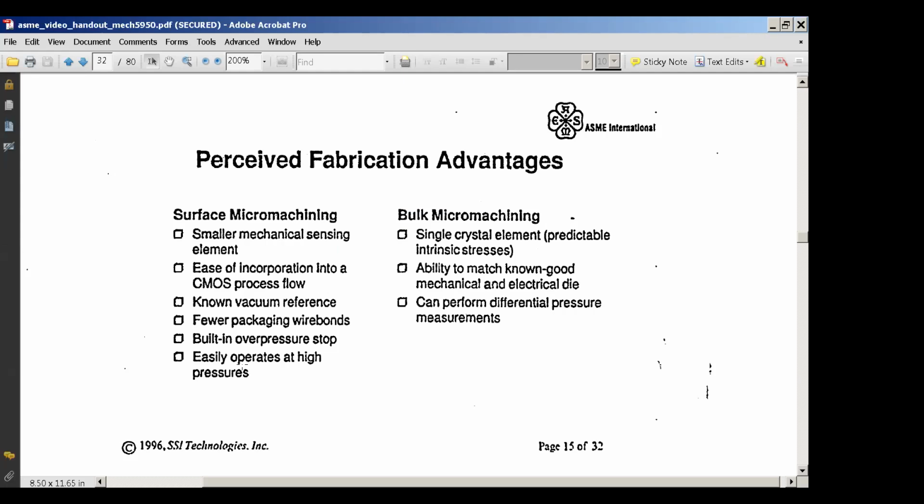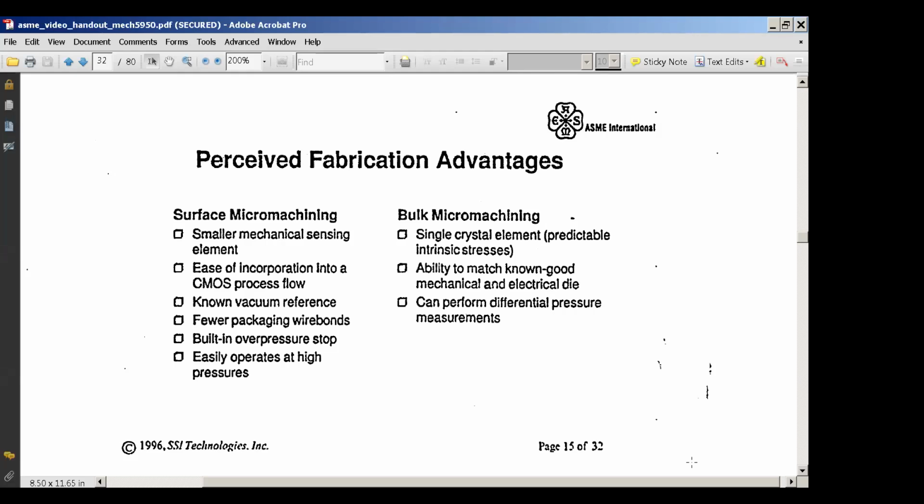On the other hand, bulk micromachining offers the following advantages. That is, single crystal sensing elements have fairly predictable intrinsic stresses. That is, you know exactly what the material is, you know the crystallinity, you know the orientation of the crystal. Therefore, it's easy to make guesses as to the performance of that sensor and also model it and so forth. In surface micromachining, a lot of the properties that one needs to know ahead of time have to be monitored very carefully during the processing of the wafer, because the morphology of the wafer can vary sometimes depending on processing parameters. So that is a distinct advantage of bulk micromachining.